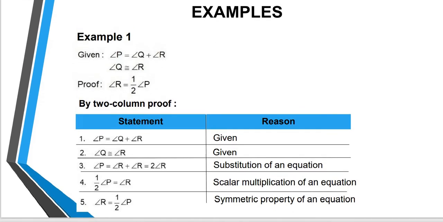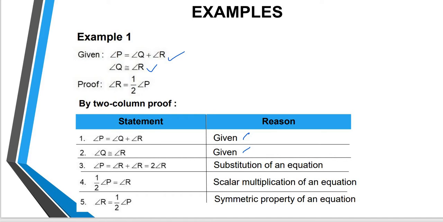Here is our example. Given that the angle of P is the addition of angle of Q and R, and the angle of Q and R is the same. The proof is that the angle of R is half of the total angle of P. By two-column proof, the statement: given that the angle of P is equal to angle of Q and angle of R, so the reason is given, already given in the question. The angle of Q is equal to angle of R. Again, this one is given.